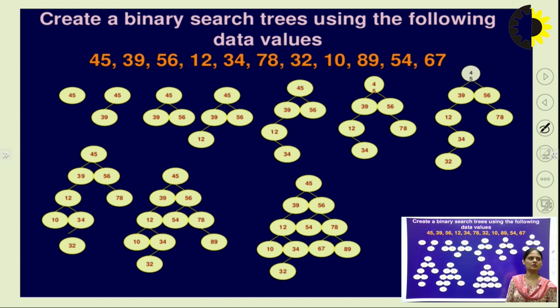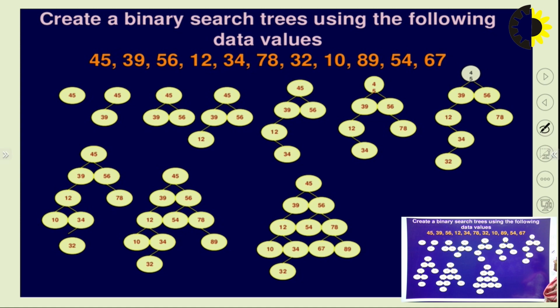Similarly, if we go in this fashion, we have 12. 12 is lesser than 45 and it is lesser than 39, then we go to the left side of 39. Similarly, 34 is lesser than 45, lesser than 39, greater than 12, so we go to the right side of 12. 78 being compared with the root first, 45, then 56, and then 78 being greater than 56, goes to the right side of 56.